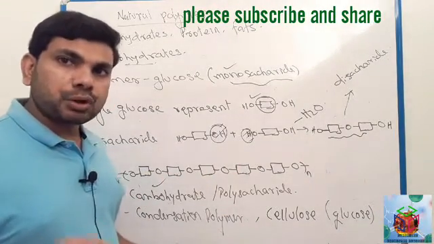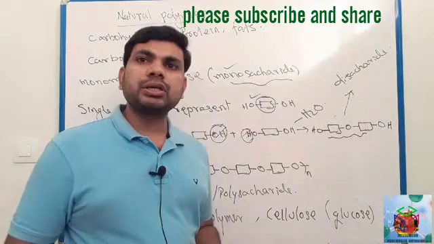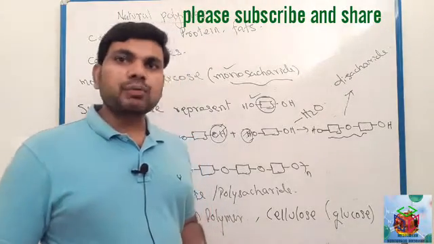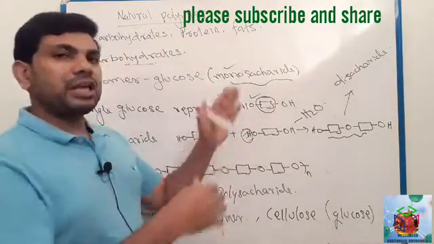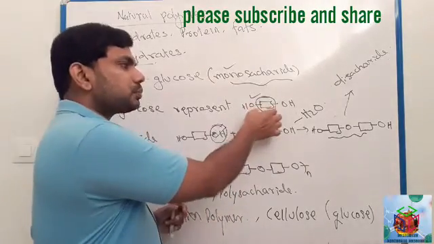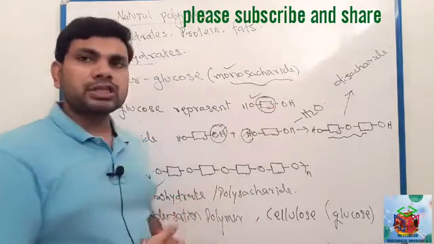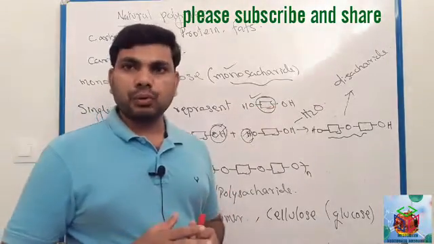Okay, so what is the monomer of carbohydrate? Glucose. Draw the structure of glucose. You can draw this structure. No need to draw the complete structure. You can show like this box and each side OH. This represents a glucose molecule.